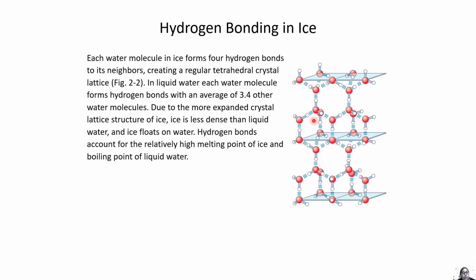Now, each water molecule in ice forms 4 hydrogen bonds to its neighbors, creating a regular tetrahedral crystal lattice. In liquid water, each water molecule forms hydrogen bonds with an average of 3.4 other water molecules. Due to the more expanded crystal lattice structure, ice is less dense than liquid water and ice floats on water. So, hydrogen bonds account for the relatively high melting point of ice and boiling point of liquid water.